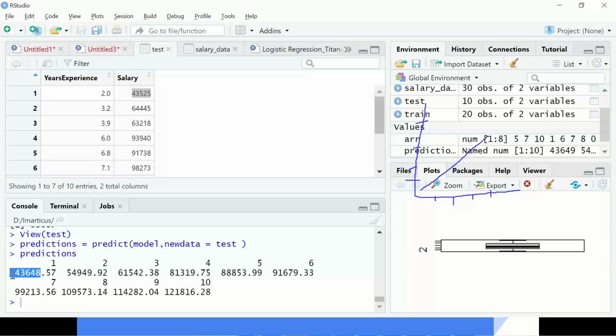Almost as good as that. When the experience was 3.2, the actual salary was 64,000, but my model has predicted around 55,000. When the experience was 3.9 years, the salary was 63,000, but my model predicted 61,000. When the salary was 93,000, my model predicted 81,000. When the salary was 91,000, my model predicted 88,000. Likewise, I can see all the salaries over here. This is the actual and this is the predicted.